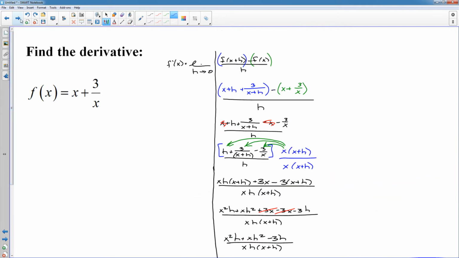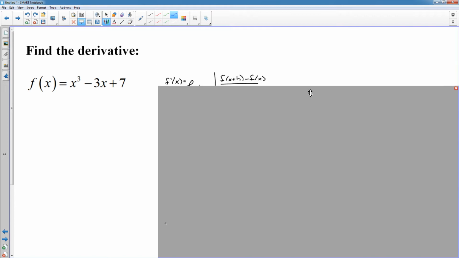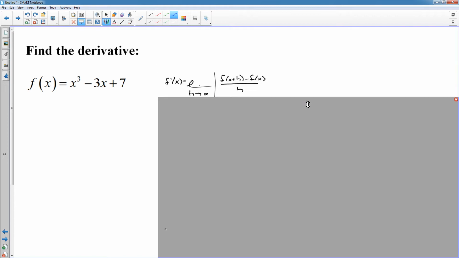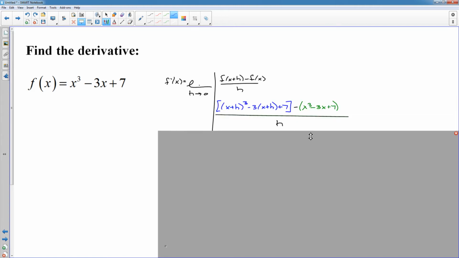So let's see, that was kind of a lengthy one. The next one is just a polynomial, x cubed minus 3x plus 7. I'm actually going to show you how to do this one both ways with the h approaches 0 using this method. The limit as h approaches 0, f of x plus h minus f of x. Here is what you get when you plug in f of x plus h and f of x. The blue is the f of x plus h, and the green is the f of x.